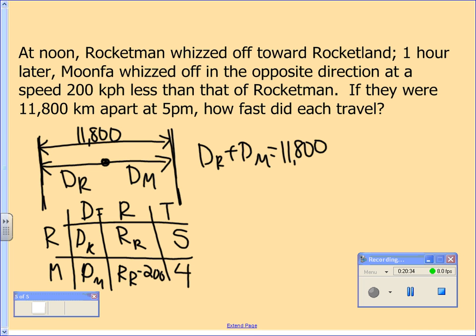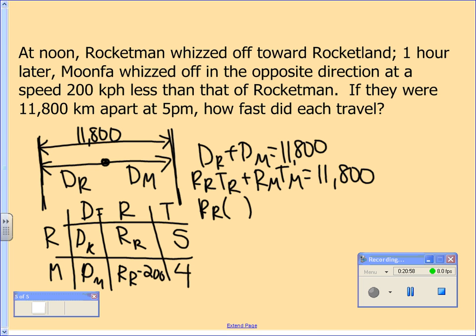We know distance equals rate times time. So instead of distance of Rocket Man, I can say the rate of Rocket Man and the time of Rocket Man, plus the rate of Moonfa and the time of Moonfa. Does that make sense? So do we know what rate of Rocket Man is? It's just RR. What is the time of Rocket Man? Do we know the rate of Moonfa? RR minus 200. And the time of Moonfa is 4. Y'all see how that works?